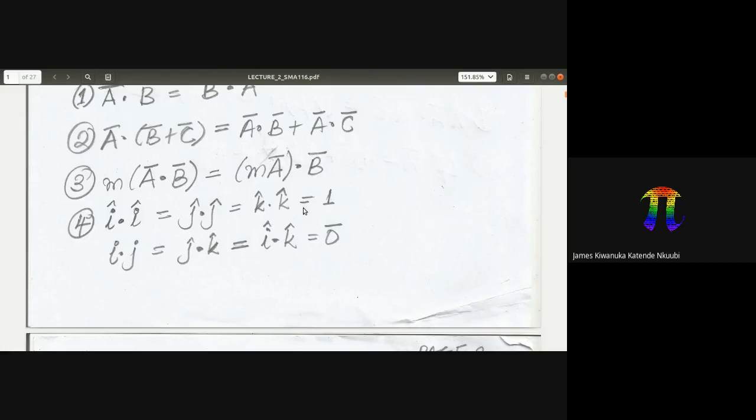So the unit vectors in the direction of the x, y, and z axis have the following properties. i dot i and j dot j and k dot k will be equal to 1. The reason for this is if you work out the angle between i and i, it is just 0, and the cosine of 0 is equal to 1. Since the magnitude of i is 1 and the magnitude of i again is 1, if you multiply 1 times the cosine of 0, which is 1, you still get 1. That applies to all these three cases.